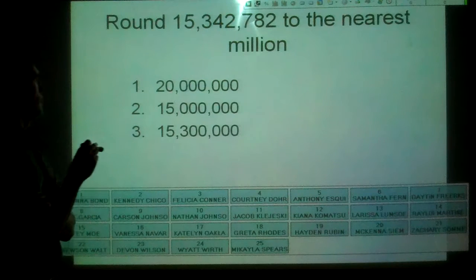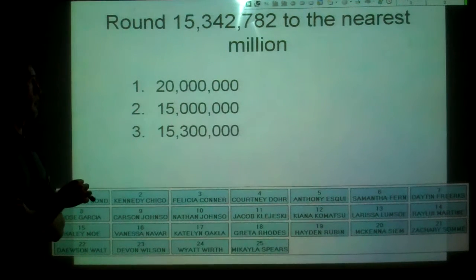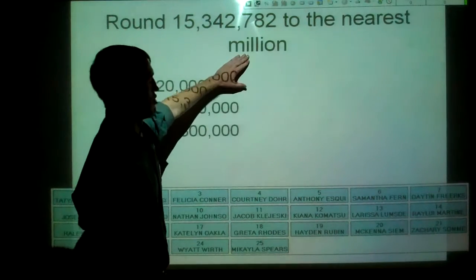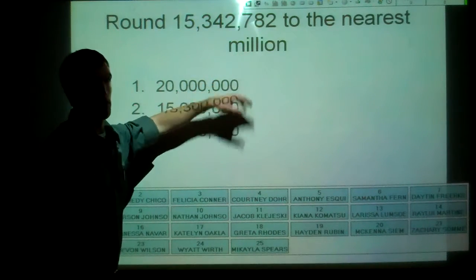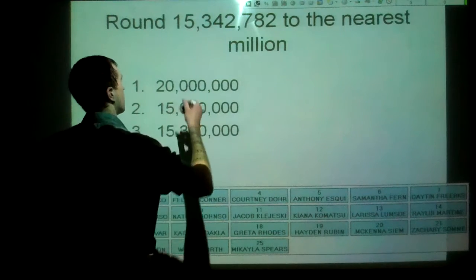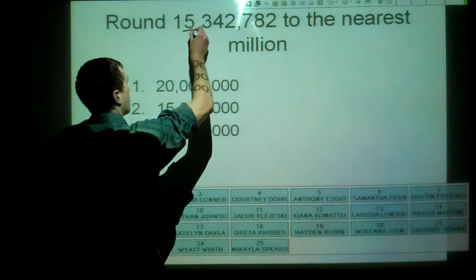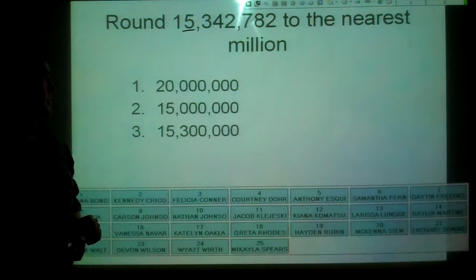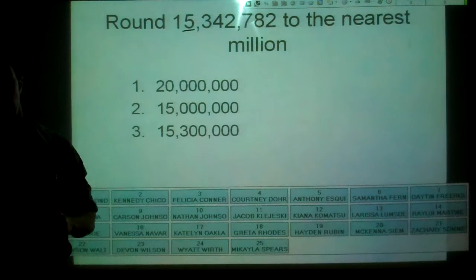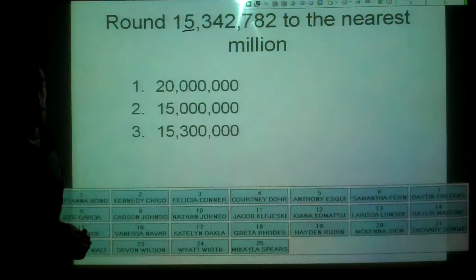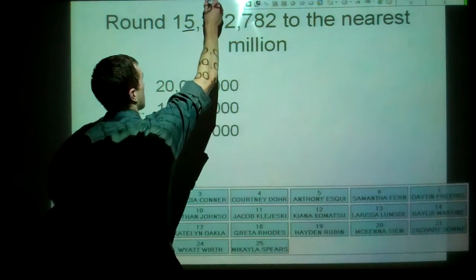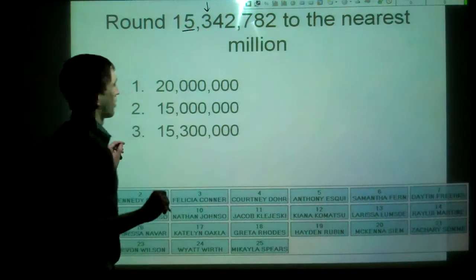we're going to round 15,342,782 to the nearest million. Alright, so nearest million, first thing we have to do is find the millions place. Millions place is right here. Now, we're going to round that. It's either going to stay the same or it's going to go up. Now, in order to figure that out, we look at the next number, which is 3. We look at 3 there.